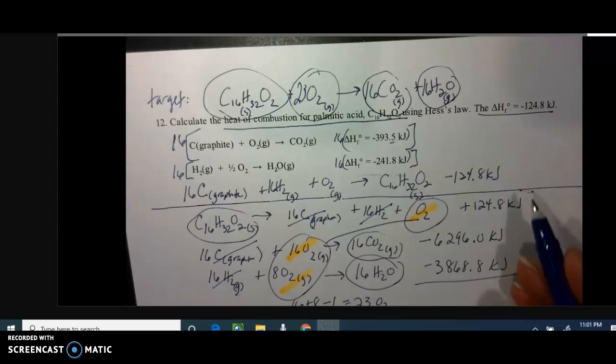So that means I'm ready to combine all of these heats of reaction, and if I put those in the calculator correctly, it's going to be the addition rule. They're all good to tenths. I'm going to get negative 10,040.0 kilojoules for that reaction.